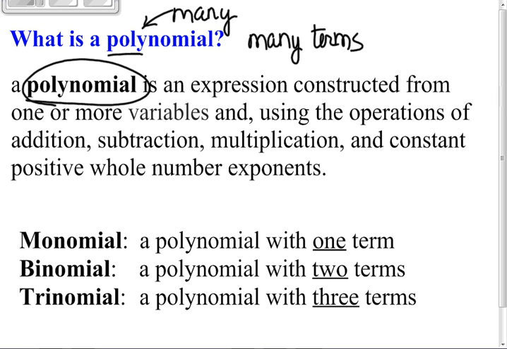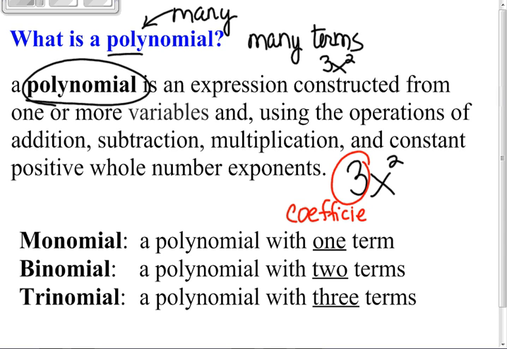Now, these terms are made up of pieces that look like 3x squared. If I take 3x squared, you guys know what the number in front is called? It's called a coefficient. They can be any kind of number you can think of. Okay, that's just a number. This number here is the exponent. And we'll talk about what an exponent means.